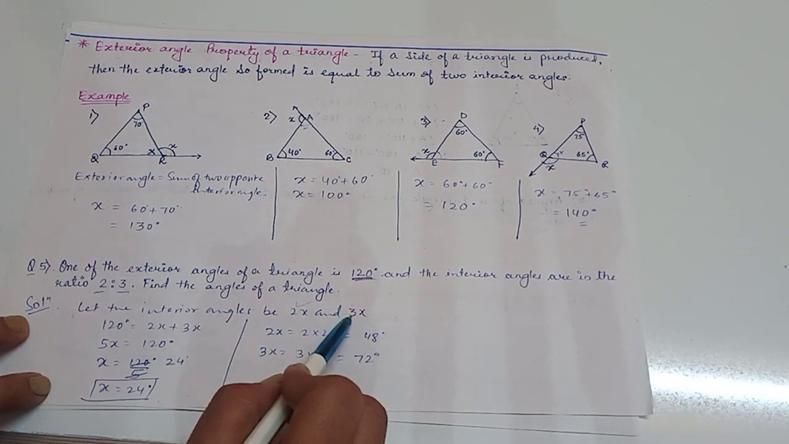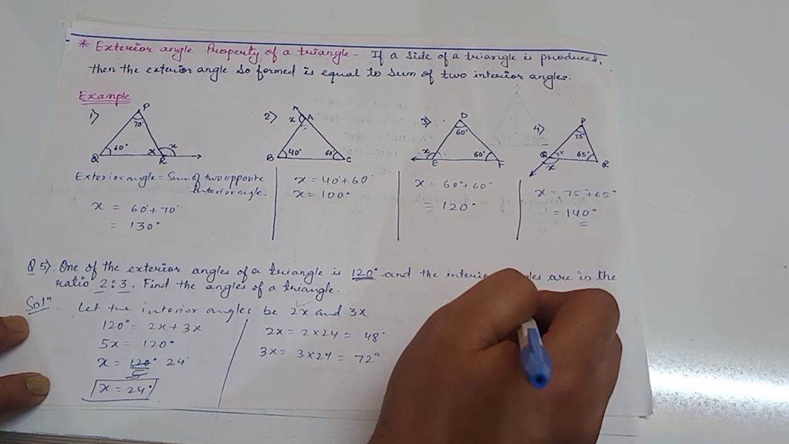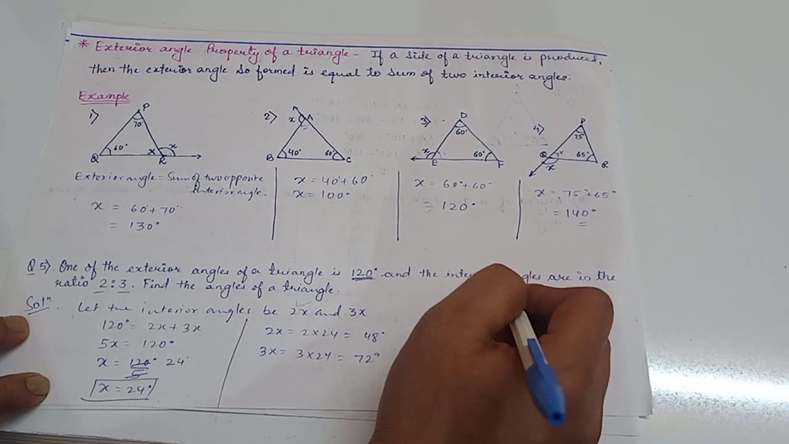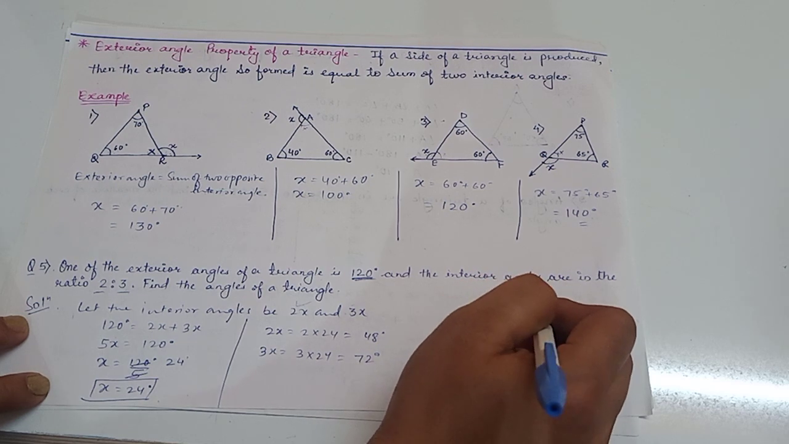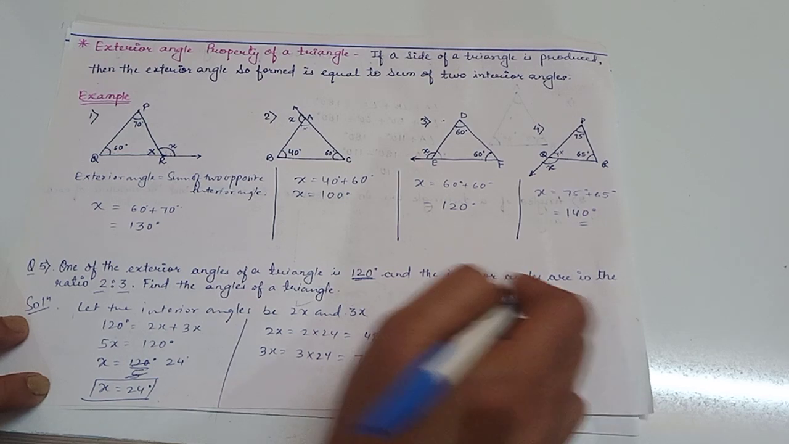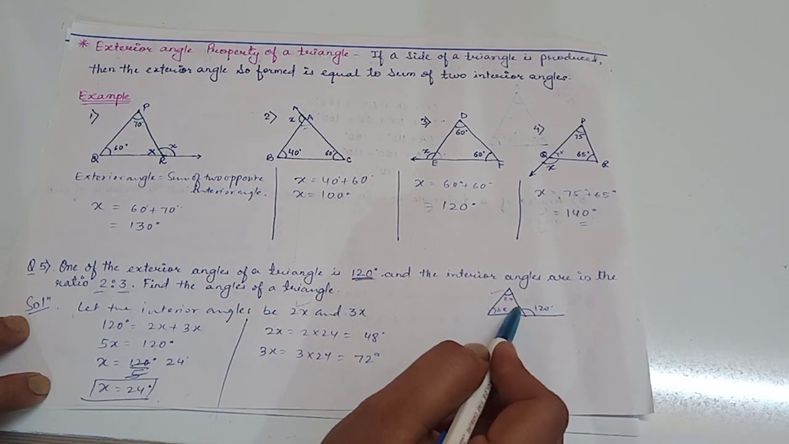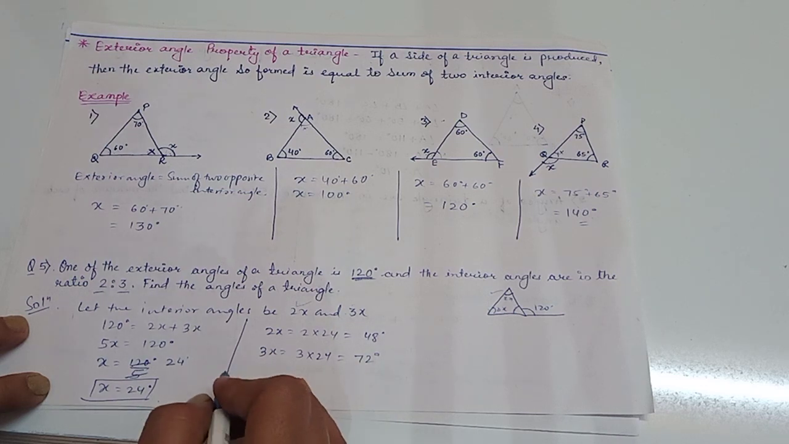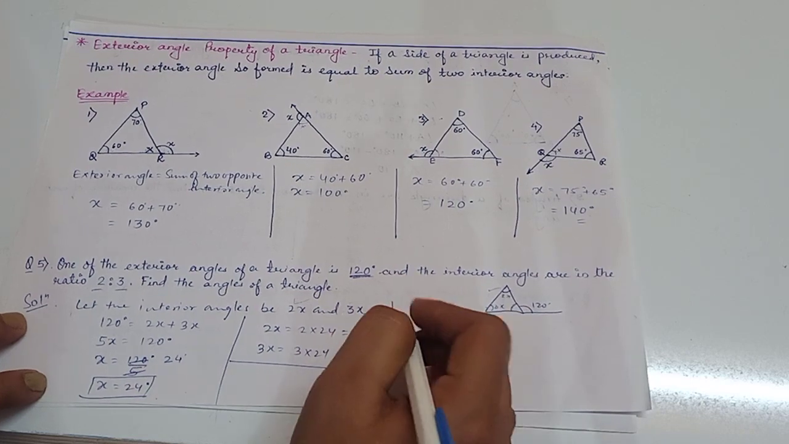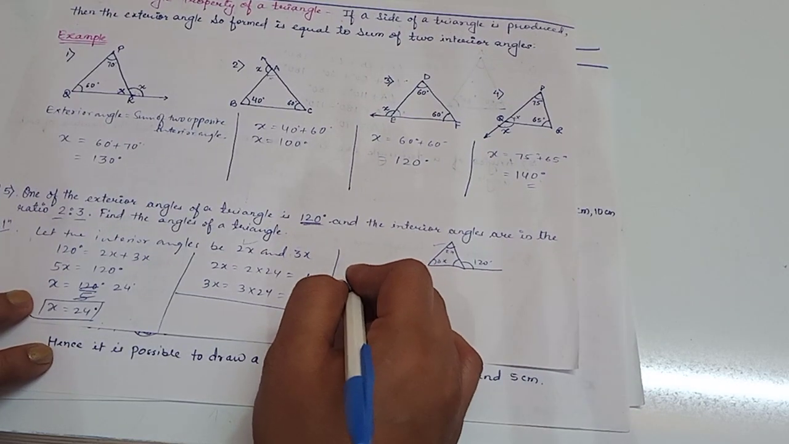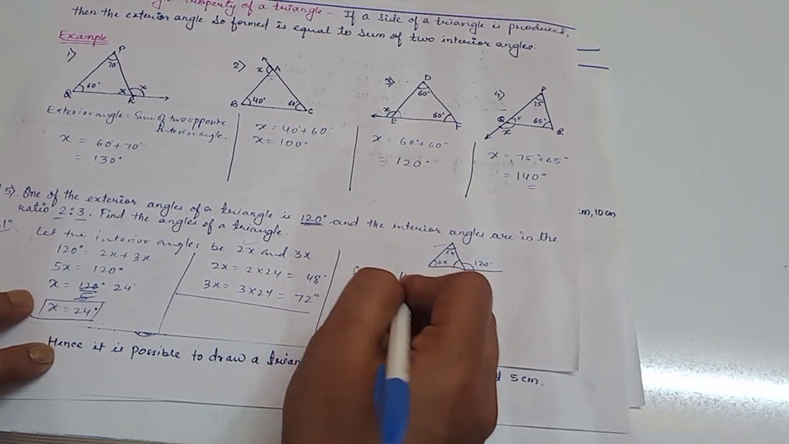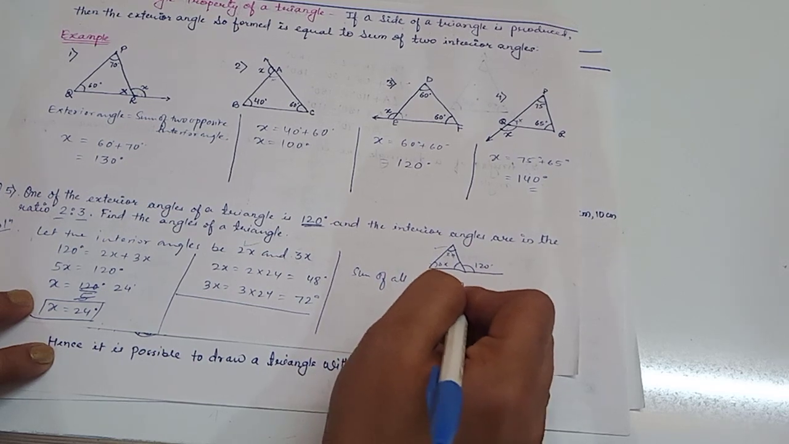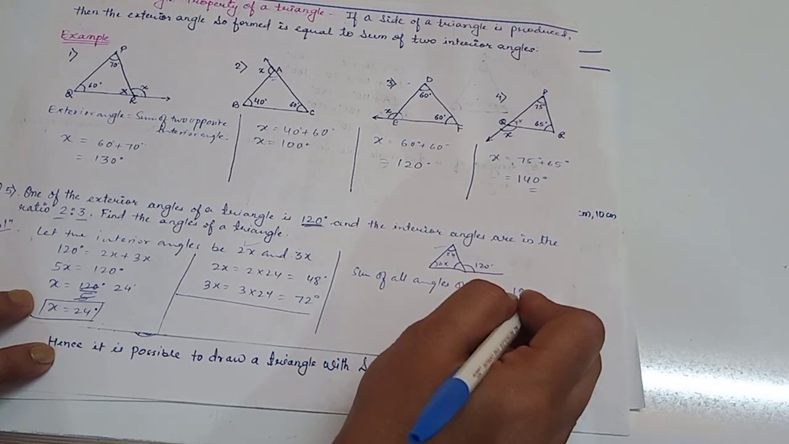Now we got only two angles. Suppose this is 2x, this is 3x, and this one is an exterior angle of 120. So we got this angle and this angle. What about this angle? We can easily find it out from the angle sum property. We can apply the angle sum property here. How? We know that the sum of all angles of a triangle is equal to 180 degrees.